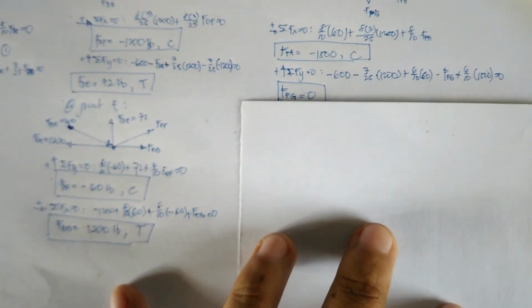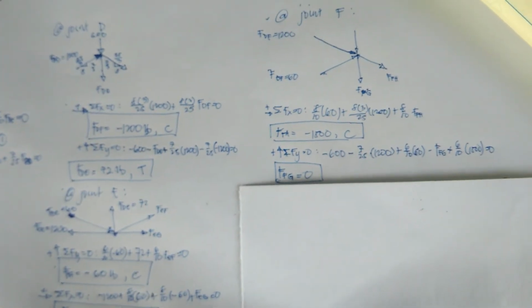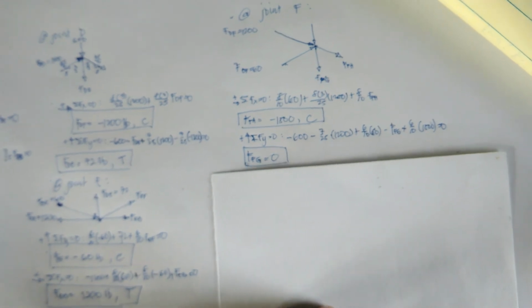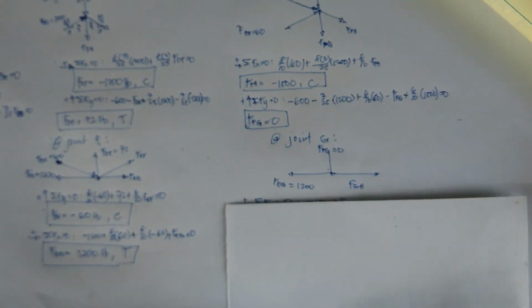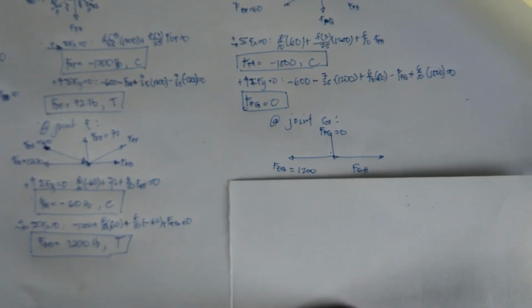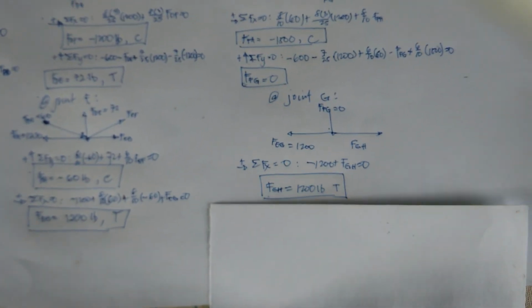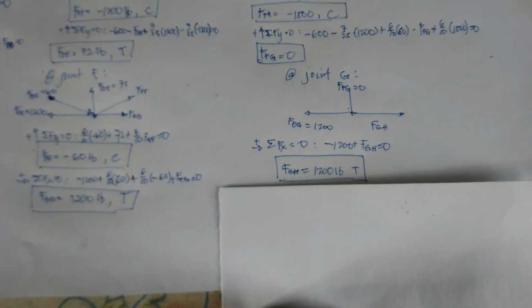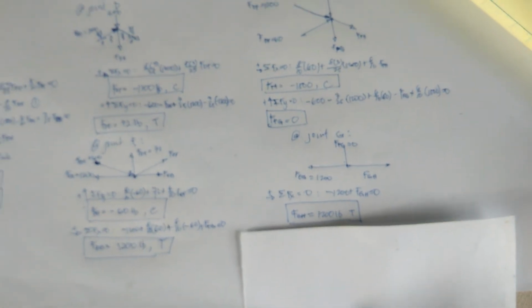Then FFG is 0 force, 0 pounds. And lastly, joint G, which is given by this diagram, which is very easy, and sum of Fx, FGH will be given by this value, and we are done.